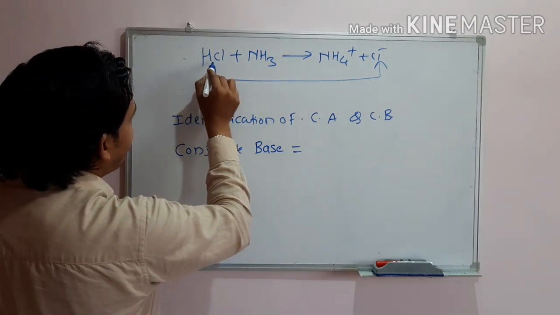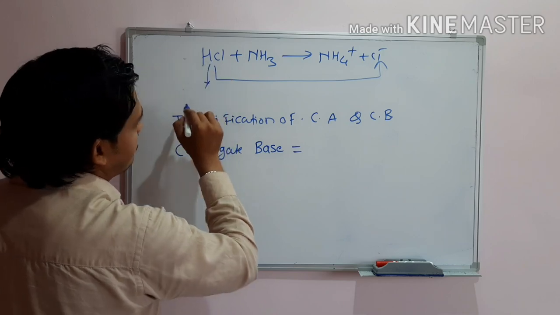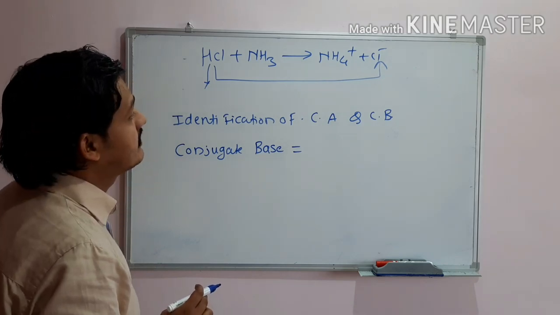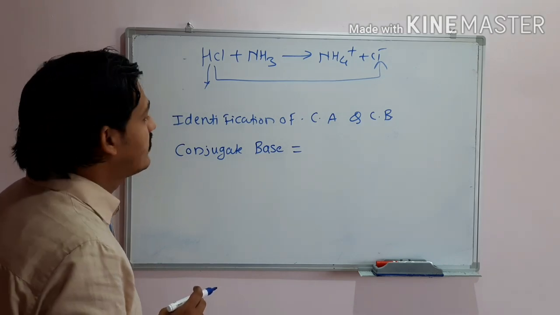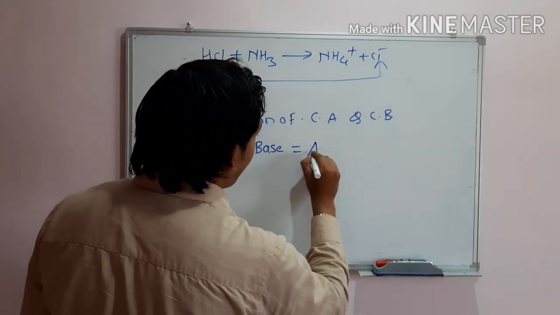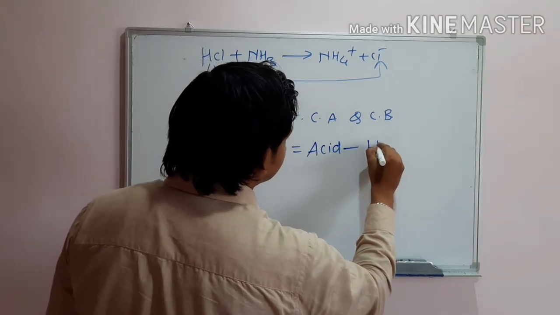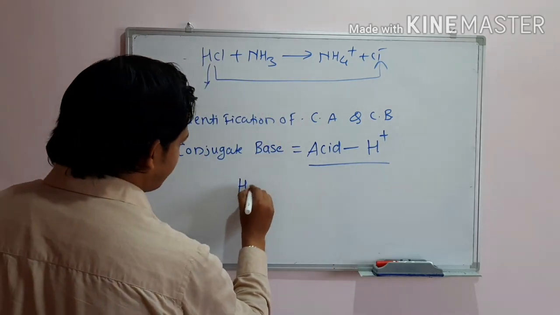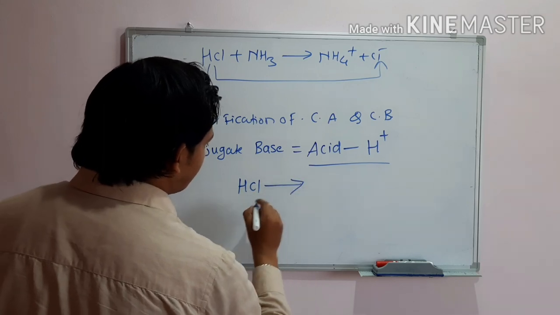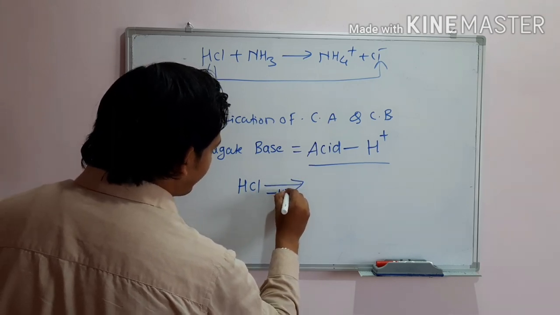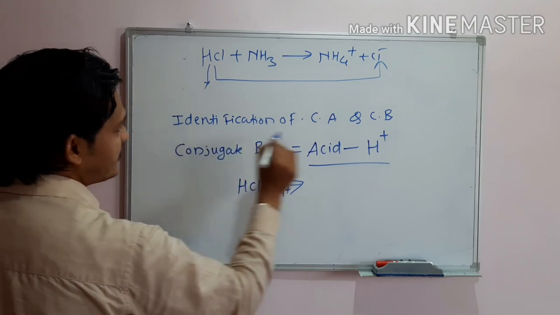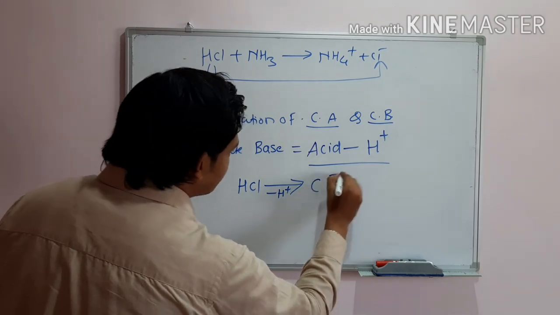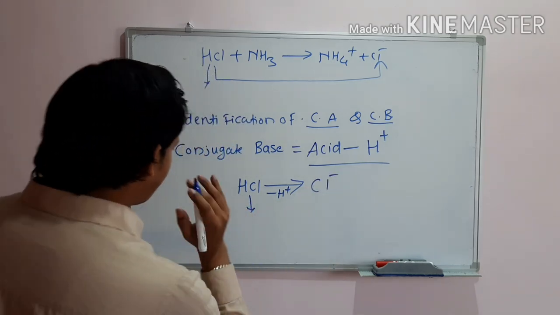So this is the acid. If I remove one proton to form conjugate base, so acid minus 1H plus. Let us see, HCl. If I am losing one proton from HCl, now identification of conjugate acid and conjugate base. HCl madhe ek proton kadla, kay rahilo? Cl minus. So HCl la focus kela hai.